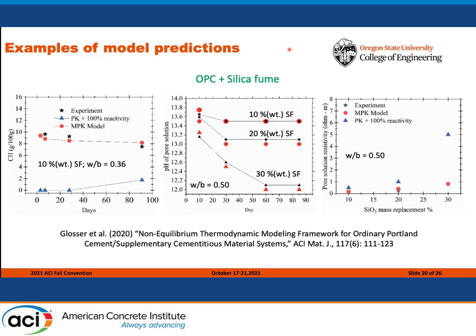Here you see the comparison of an OPC and silica fume system with respect to calcium hydroxide content, pH of the pore solution, and pore solution resistivity. As you can see, when the developed framework is used, the predictions are very close to the experimental data. However, the predictions that do not consider the kinetics of the SCM reactions, as shown with the blue triangles in the first and the third plot, fail to provide a good comparison.